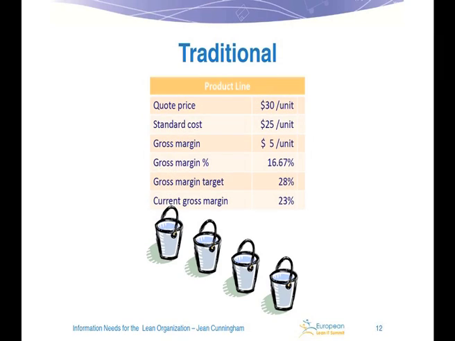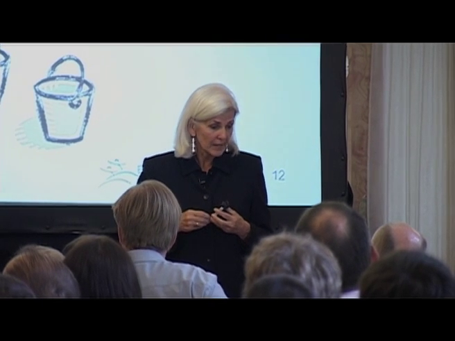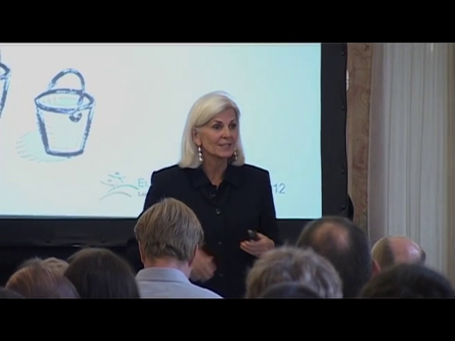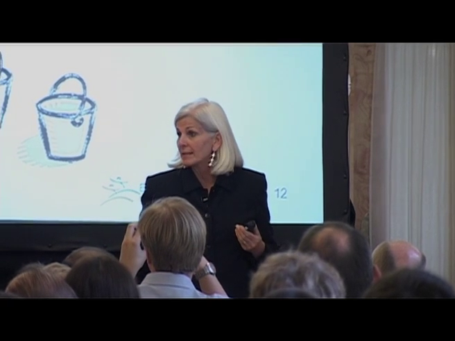So here's the normal way that they were looking at it. They said, look, we've quoted it at $30 a unit. Our standard cost for this product is $25 a unit, so it has a gross margin of $5 a unit. If I divide 5 into 30, I get a gross margin percentage, which is how we often deal with these things, and it's almost 17%.